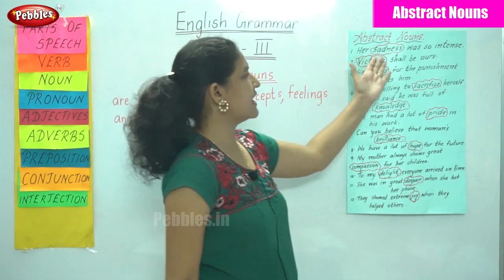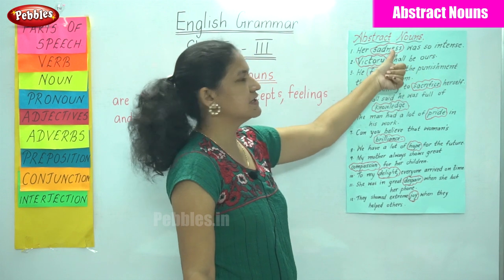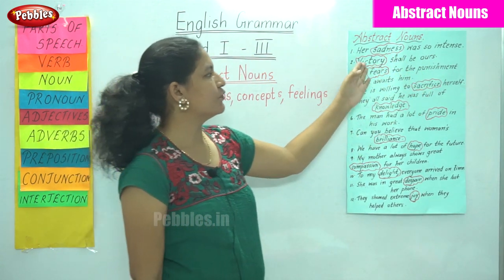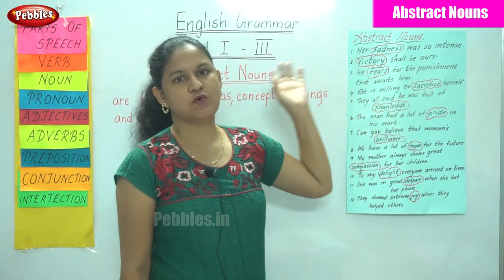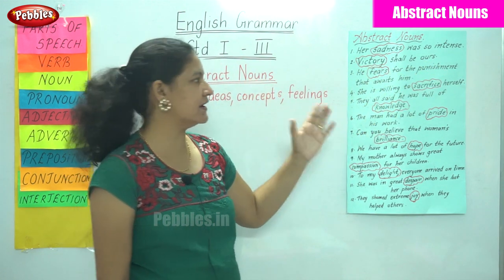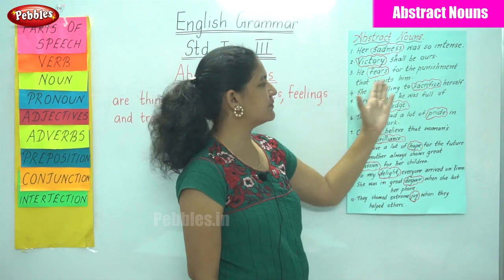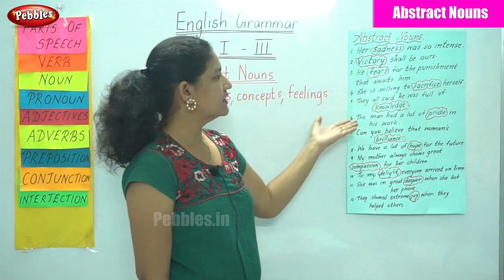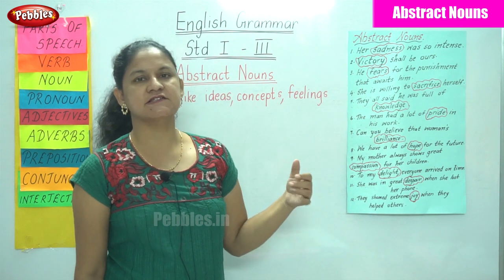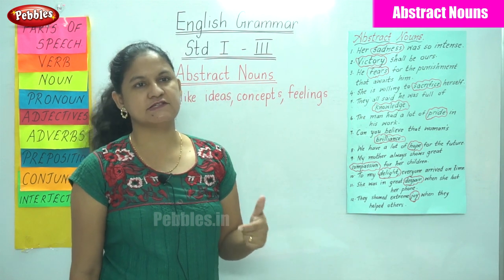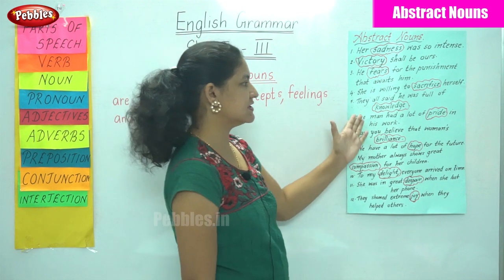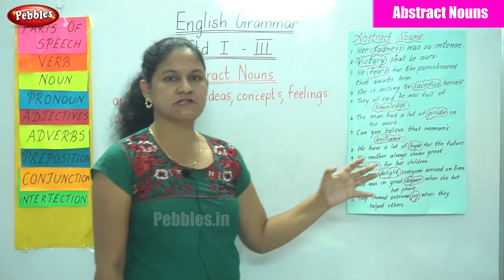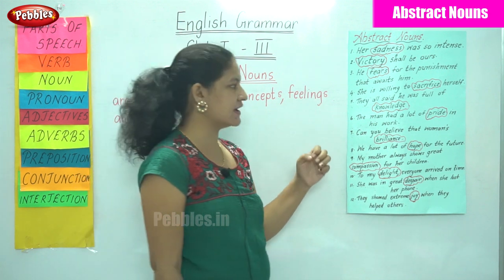Her sadness was so intense. So sadness is the abstract noun in the sentence. Victory shall be ours. Victory is the abstract noun. He fears for the punishment that awaits him. Again, fears. She is willing to sacrifice herself. So sacrifice is the abstract noun in the sentence. They all said he was full of knowledge. So knowledge is the abstract noun.